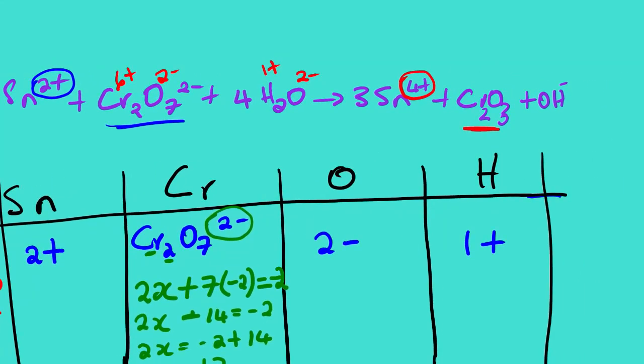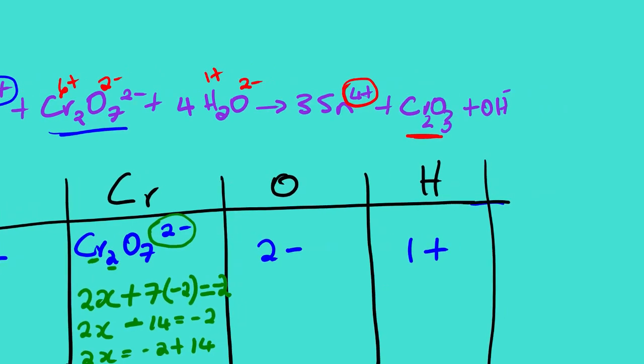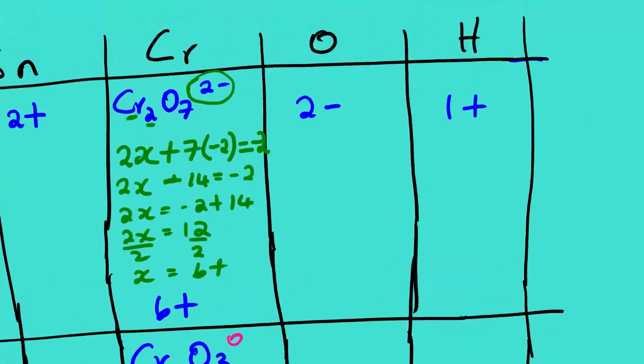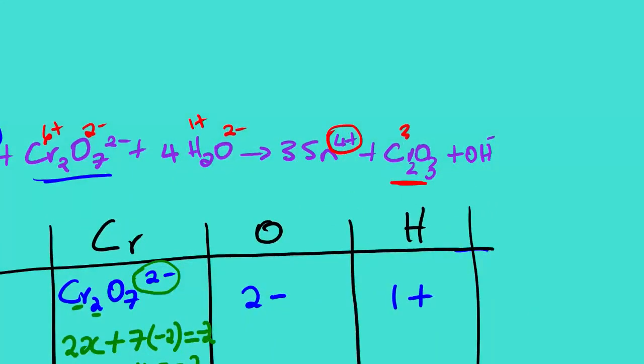Then we go to tin. Tin has 4 plus. And then chromium in this molecule, we said it has 3 plus. Oxygen is 2 minus. Oxygen is 2 minus. And then hydrogen is 1 plus.